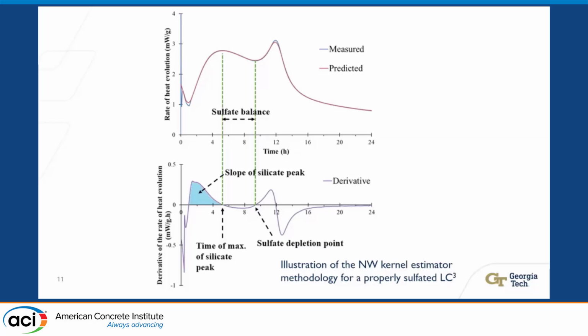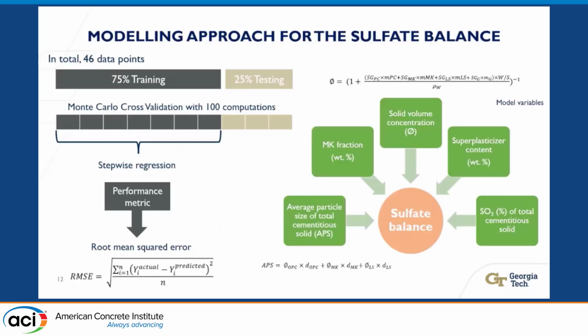And what this does is, if our goal is to get this sulfate window of at least an hour, it allows us to very quickly take the raw data coming out of the calorimeter and determine where we are in terms of this sulfate range.